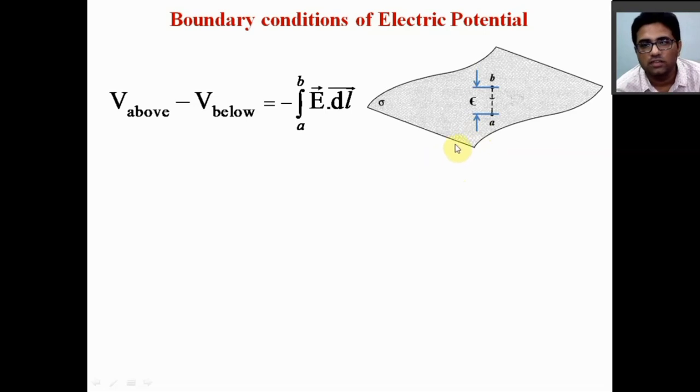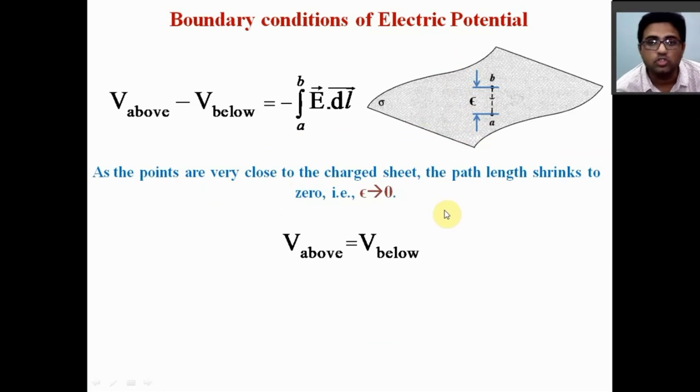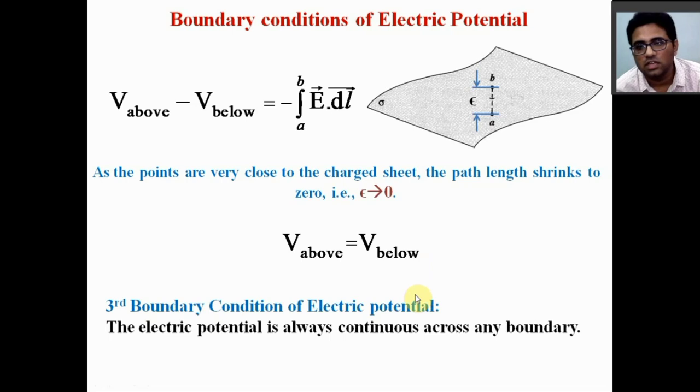Now the potential difference between these two points can be written like this. As the points are very close to the charge sheet, the path length shrinks to 0. So we get that the potential above the charge sheet and the potential below the charge sheet are the same. And this is the third boundary condition: the electric potential is always continuous across any boundary.